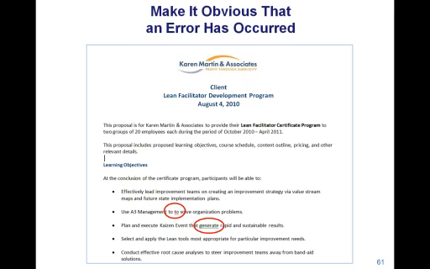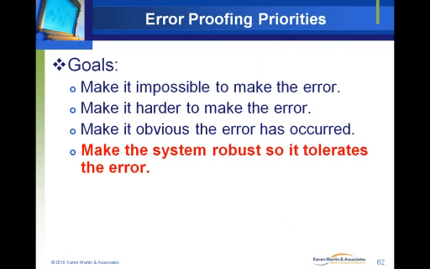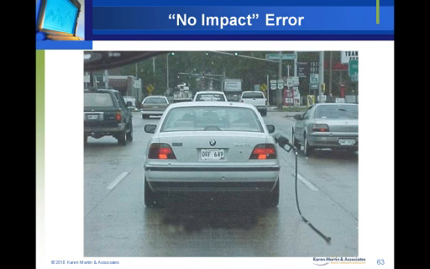So again, this is where you've got to get with your programmers and look at the system and start thinking about ways to make it obvious an error has occurred. So finally, making the system robust so it tolerates the error. This is the obvious picture that I just always think about on what exactly that means.